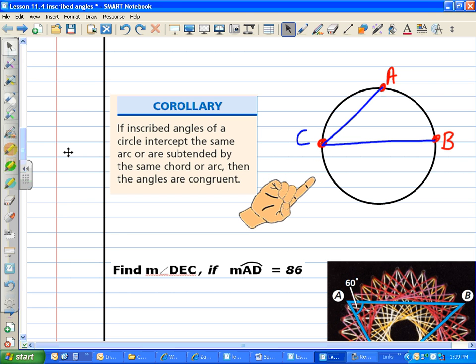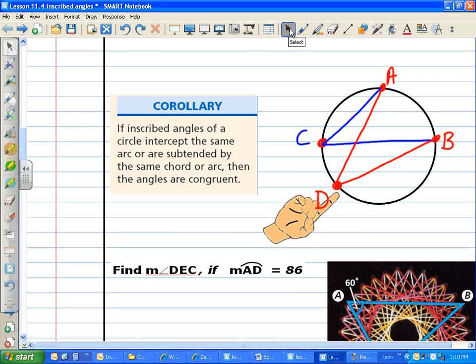Well, guess what happens? Here's what the corollary is saying. What if you have another point over here, let's call it D, and we draw another inscribed angle, but we use the same points A and B? So then what if I do this one and this one?